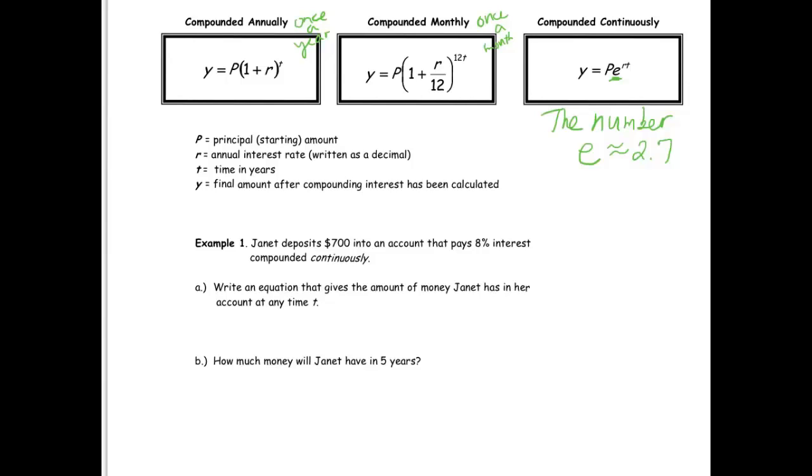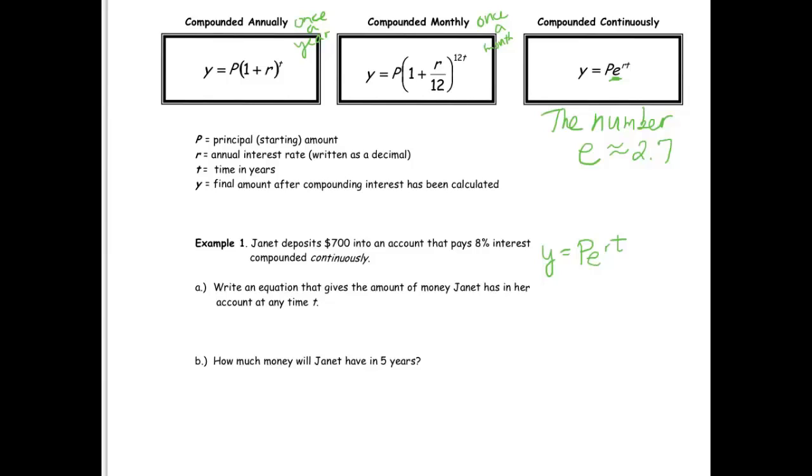Alright, so we have these three formulas, and we just need to figure out which formula we should use. So in the first example, we have Janet, and she deposits $700 into an account that pays 8% interest, and it's compounded continuously. So, okay, let's see, which formula do I use? That would be the third one. I'm going to write that down. So this is the formula that I should be using.